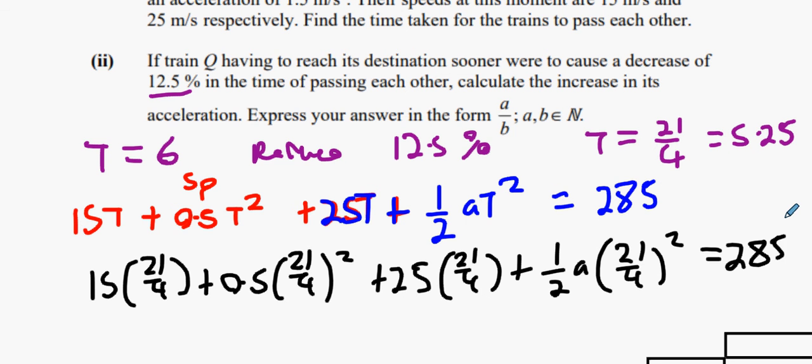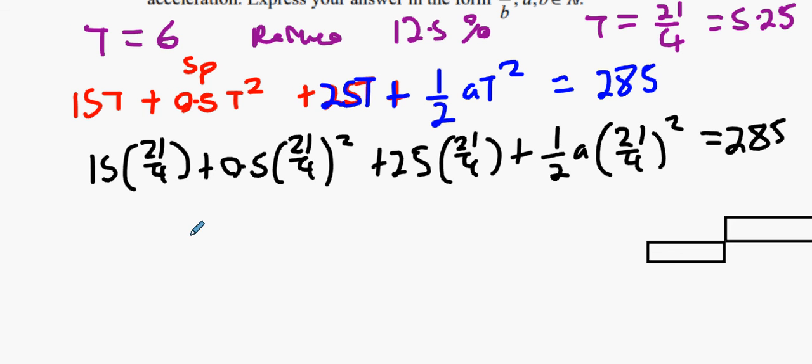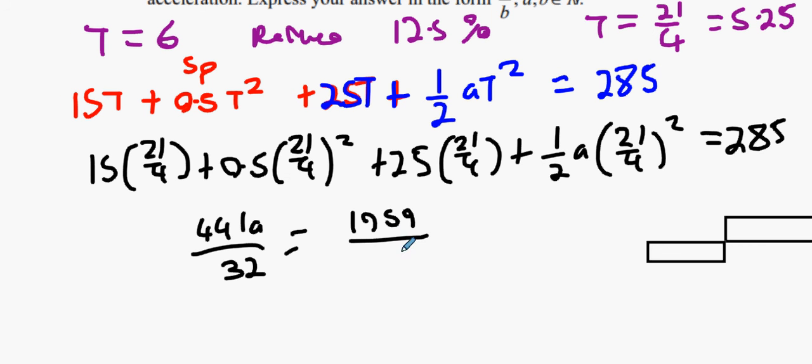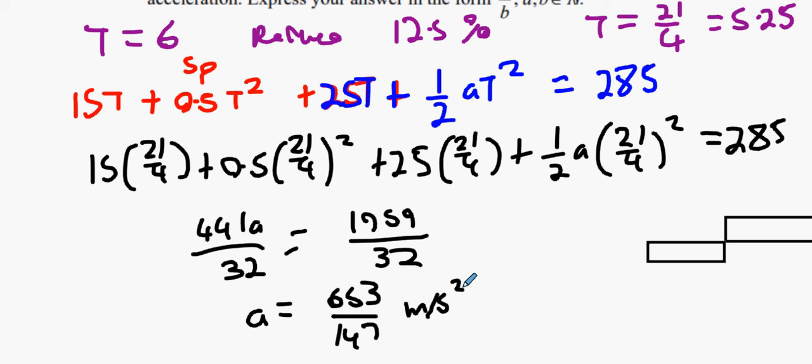You use the calculator, you multiply it all out, and what you'll end up getting on this side is 441a/32, and you'll get that equal to 1959/32, and you'll get your a value equals 653/147 m/s squared. Alright, so we're going to give full marks for 2 different answers.